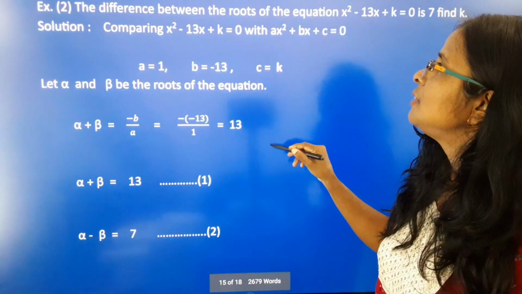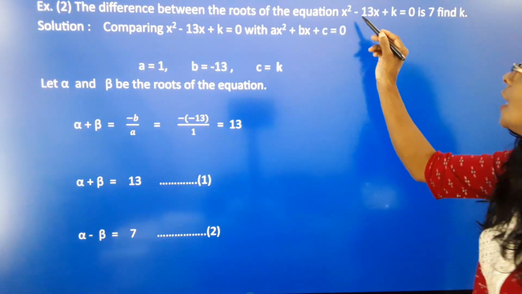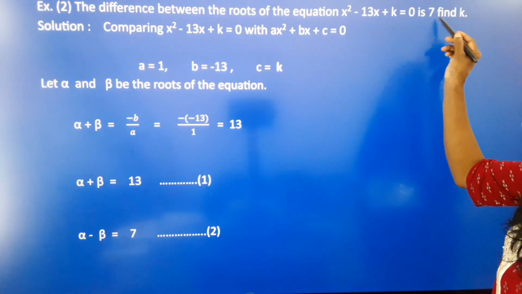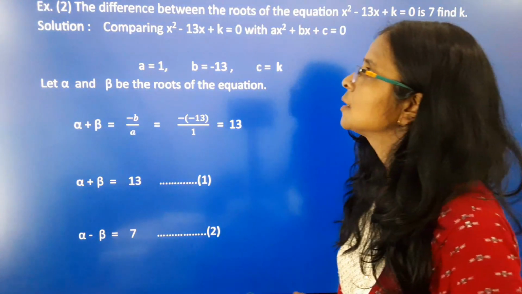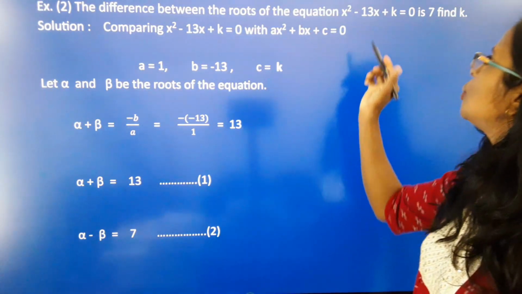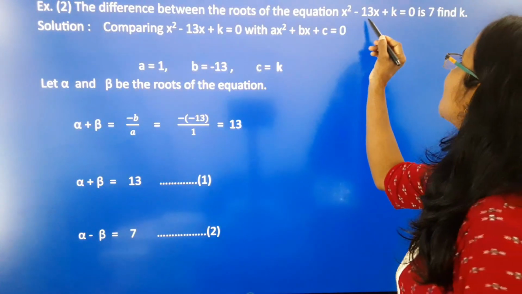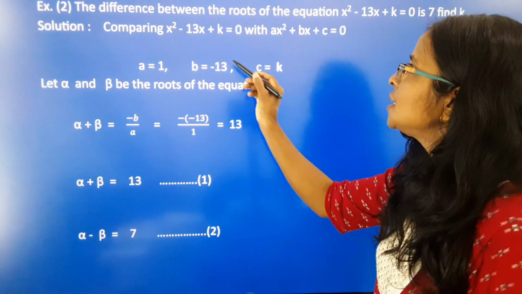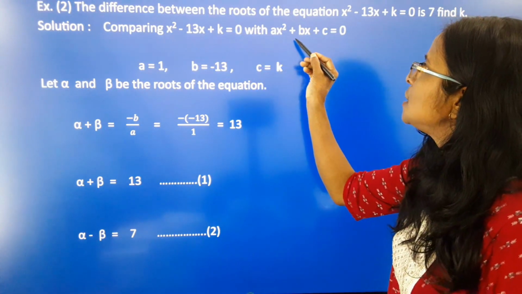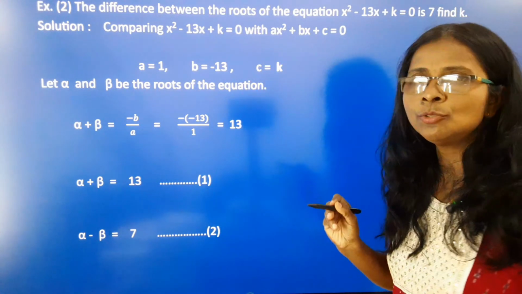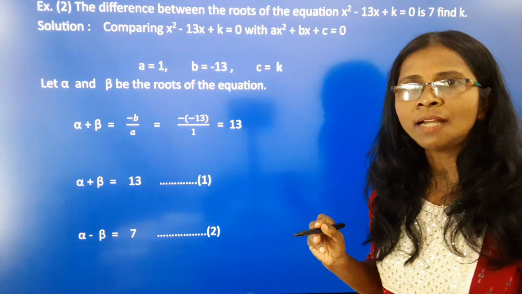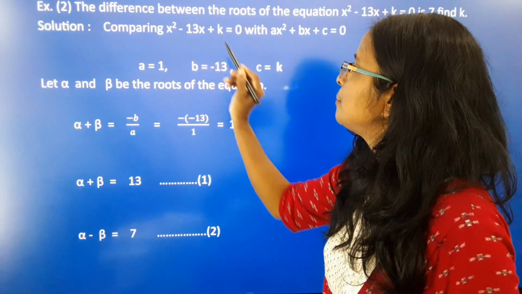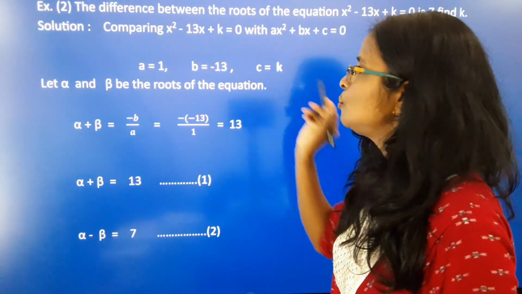The difference between the roots of the equation x square minus 13x plus k is equal to 0 is 7. Find k. Okay. Now here the given quadratic equation is x square minus 13x plus k is equal to 0, student. So compare this equation with ax square plus bx plus c is equal to 0. That's why we can get the values of a, b, c. So a is equal to 1, b is equal to minus 13 and c is equal to k here.